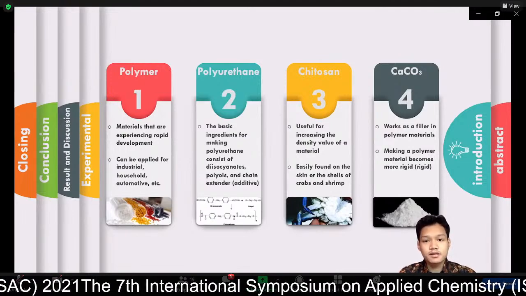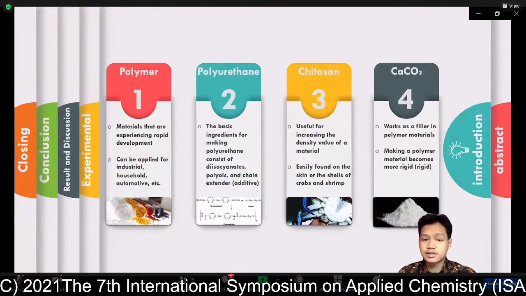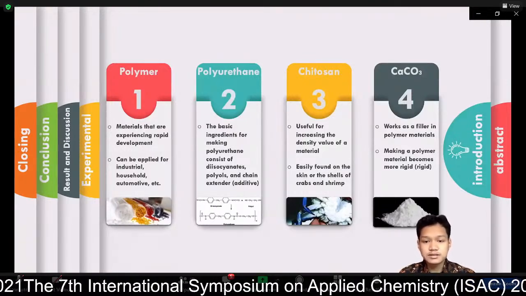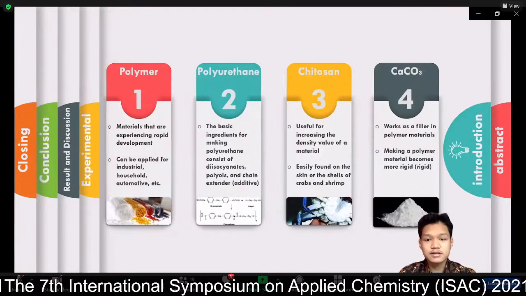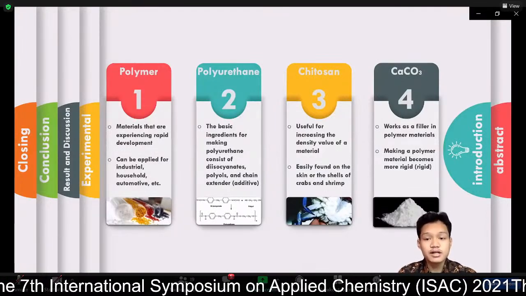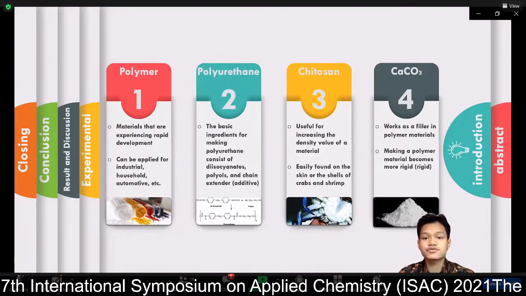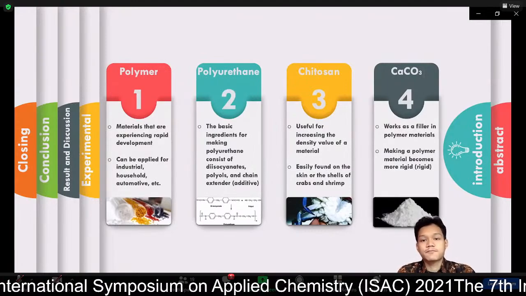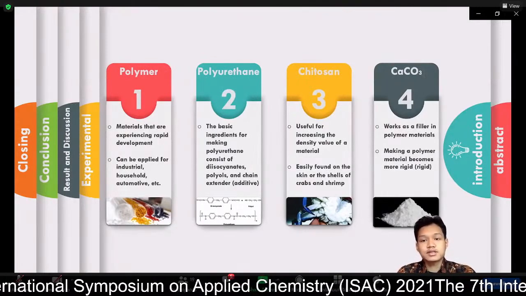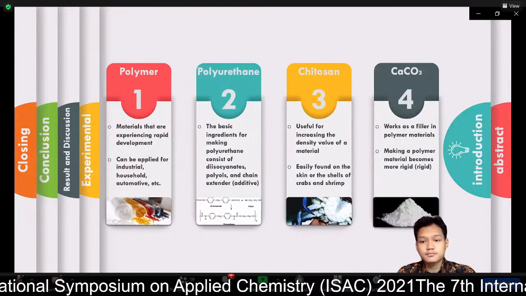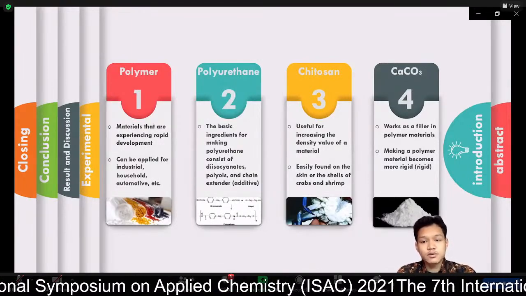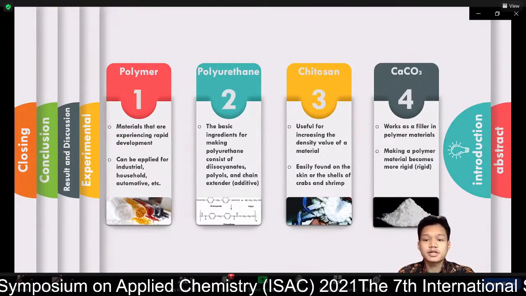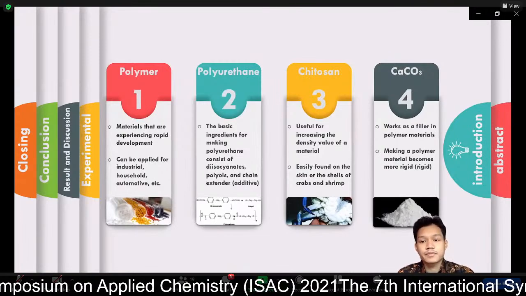And the third, we use chitosan. What is chitosan? Chitosan is marine waste that we can find in the skin or shell of crab and shrimp, useful for increasing the density value of the material. And the last one is calcium carbonate. Calcium carbonate works as a filler in polymer material and makes the polymer material more rigid.